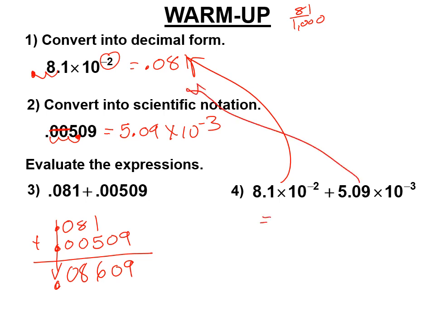So the answer to that is 0.08609. But in our homework and in our class, we're going to make that into scientific notation. So the answer to this, move it back twice, get rid of that 1 0, 8.609 times 10 to the negative second power. We moved it twice. Okay.